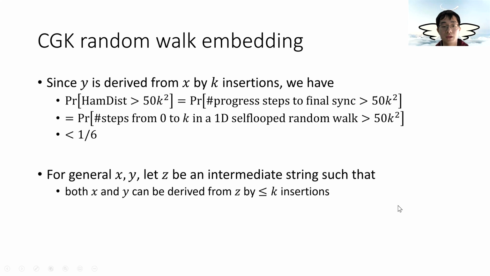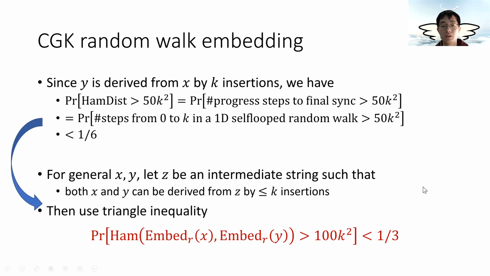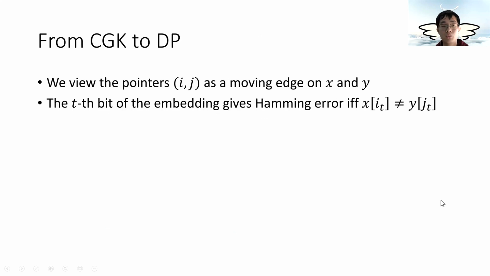For general strings x and y, let z be an intermediate string such that both x and y can be derived from z by at most k insertions. And then we can use the triangle inequality to prove our goal. Now, why is this helpful to our dynamic programming?